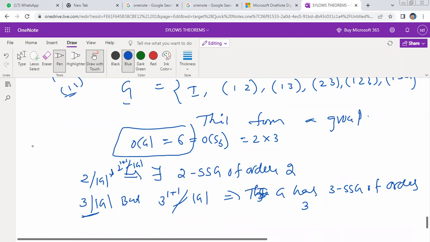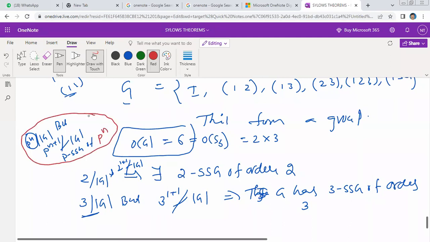What is our definition of a P-Sylow subgroup? P to the power n divides the order of G, but P to the power of n plus 1 doesn't divide the order of G. Then there exists a P-Sylow subgroup of order P to the power n. This is my Sylow P subgroup definition. So 3 divides the order of G, but 3 to the power of 1 plus 1 doesn't divide it. So what is the order of the 3-Sylow subgroups? 3. Are you okay?